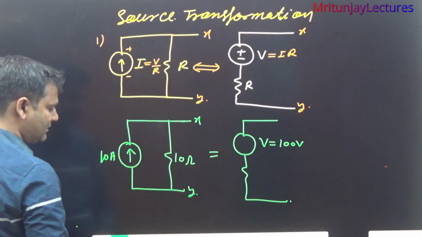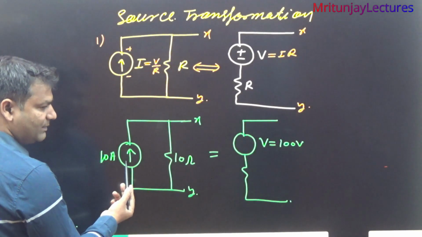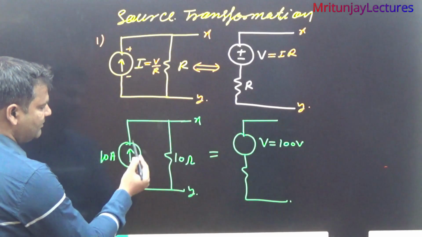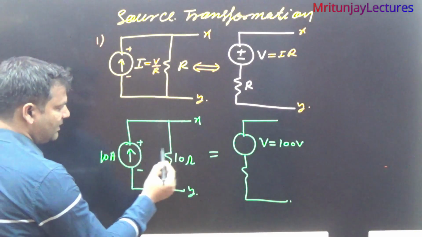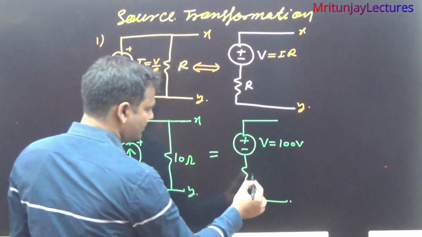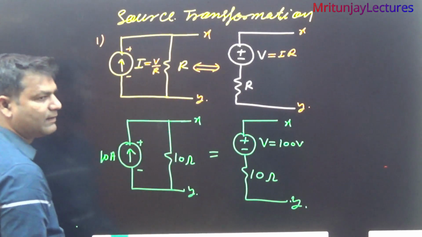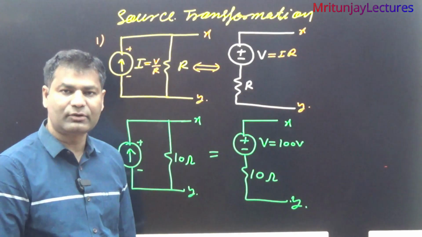And what about polarity? Voltage polarity is decided by the current direction. Current leaves from the positive terminal, so the upper plate is positive and here is negative. And that 10 ohm resistance is connected here, and that is the X and that is the Y terminal. Simple. Okay, clear or not?